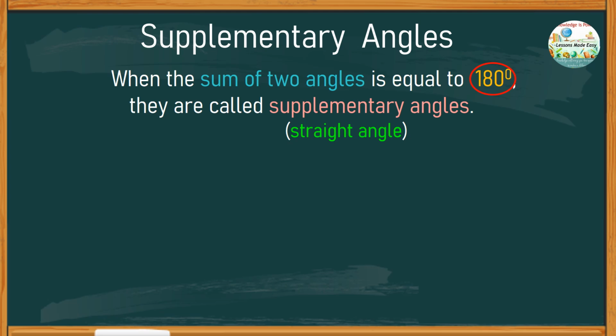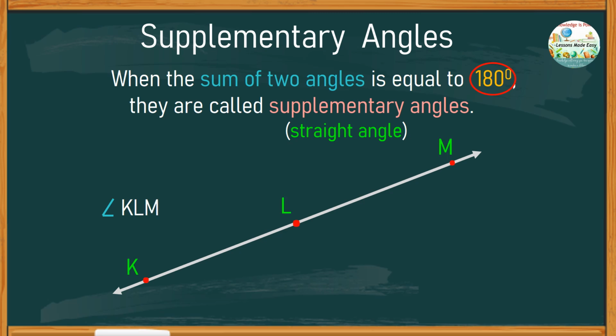Let's look at another example of supplementary angles. Study this straight angle KLM with a measurement of 180 degrees. If we split this angle into two by adding one side, we now have two angles and they are called supplementary angles. Let's name the side LT. Angle KLT is the supplement of angle MLT.